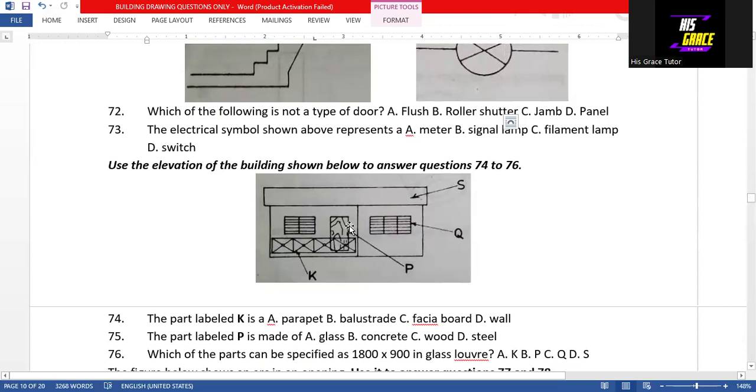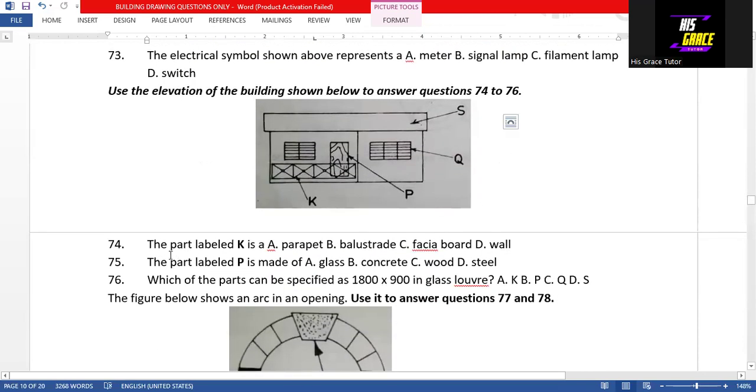Then we have to use this diagram to answer question 74 to 76. Question 74 says that the part label K is a balustrade. So the answer is option B. Then question 75, the part label P is made of wood. That's option C, the answer to question 75.